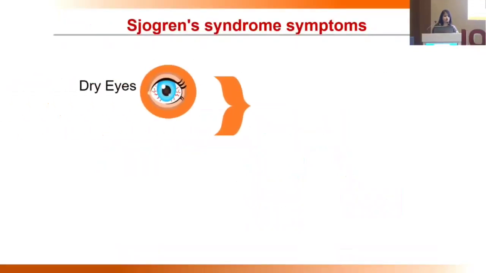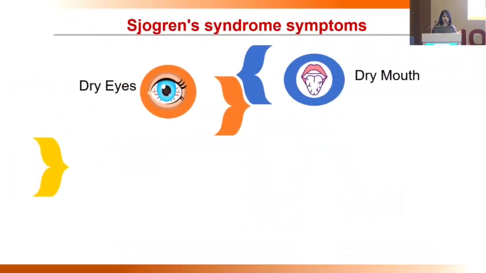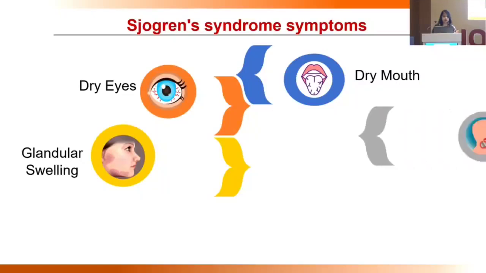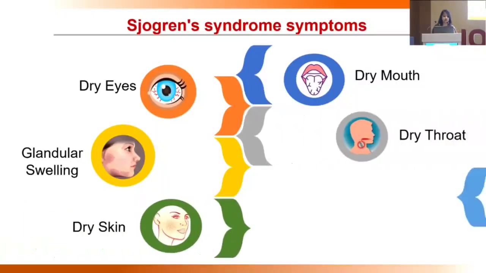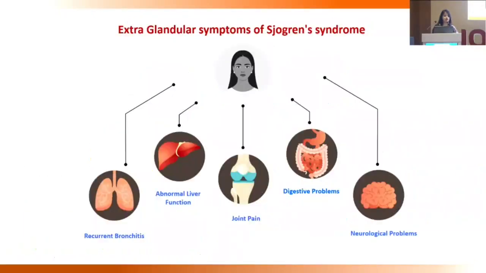So Sjogren syndrome symptoms are dry eyes, dry mouth, glandular swelling, dry throat, dry skin, and dry nose. Extraglandular symptoms are also there, which are recurrent bronchitis, a history of wheezing and asthma, abnormal liver functions, joint pain, small joint pains typically, deformity of joints in the severe conditions, digestive problems such as IBS sometimes masking the disease, and also neurological problems are prevalent.